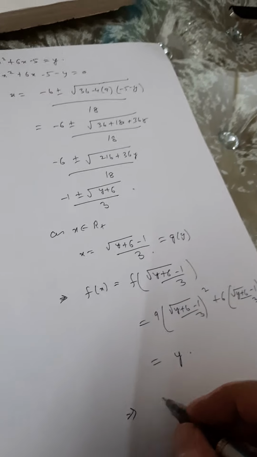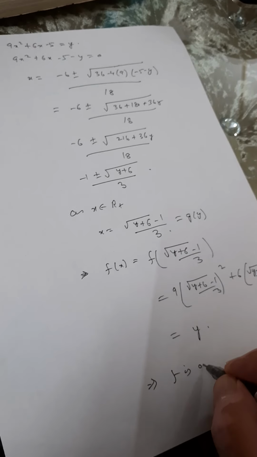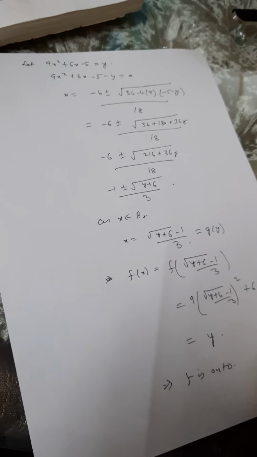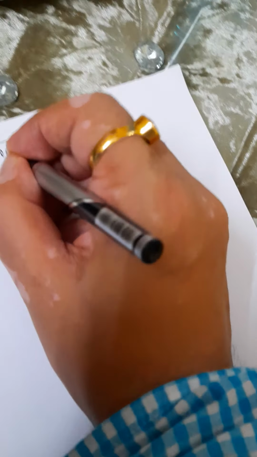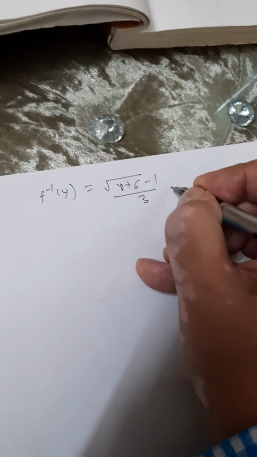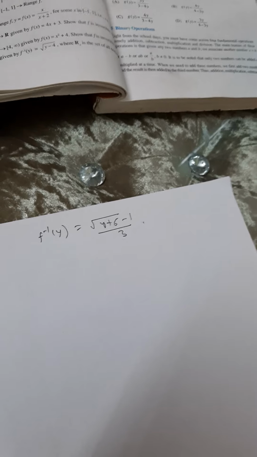So f is onto and its inverse is, f inverse of y is equal to root of y plus 6 minus 1 by 3. So by the method of one-one and onto, we got this.